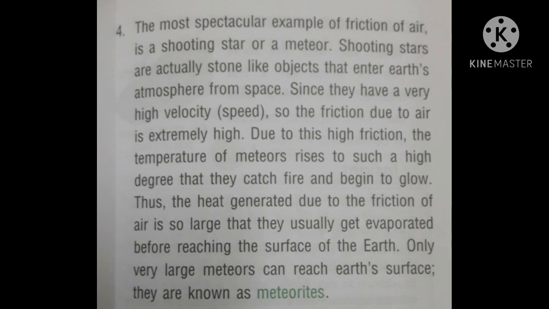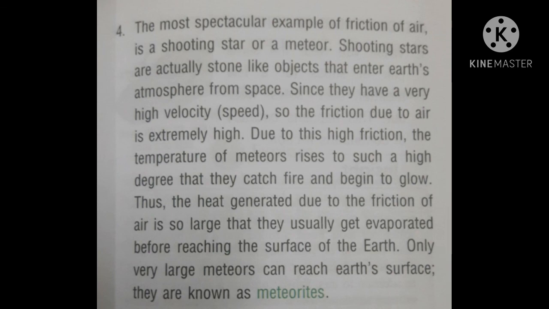The most spectacular example of friction of air is a shooting star or a meteor. Shooting stars are actually stone-like objects that enter Earth's atmosphere from space. Since they have a very high velocity, the friction due to air is extremely high. Due to this high friction, the temperature of meteors rises to such a high degree that they catch fire and begin to glow.